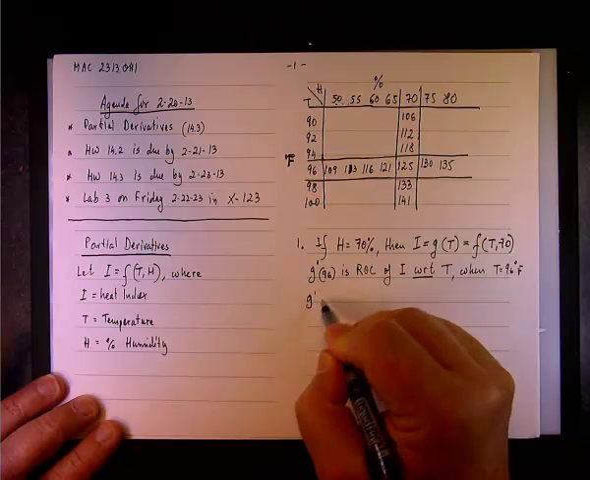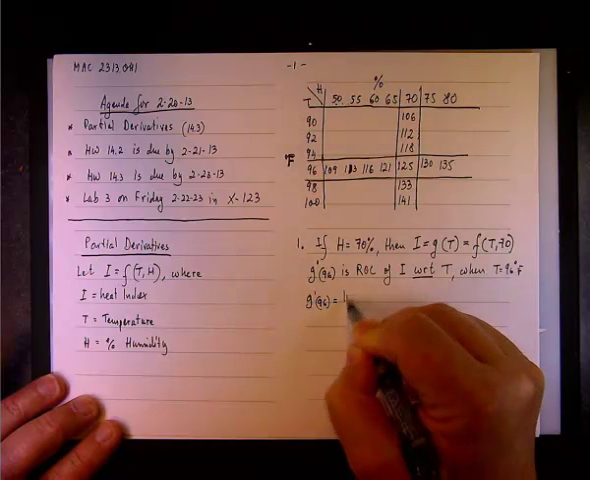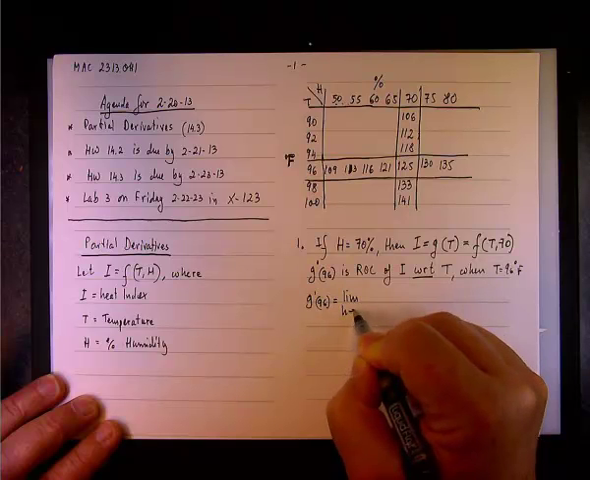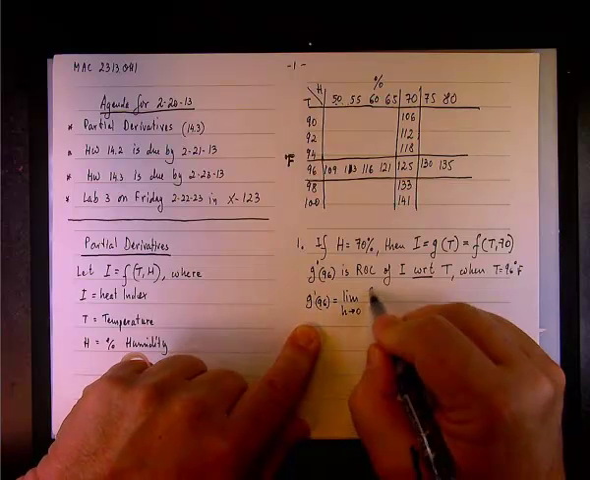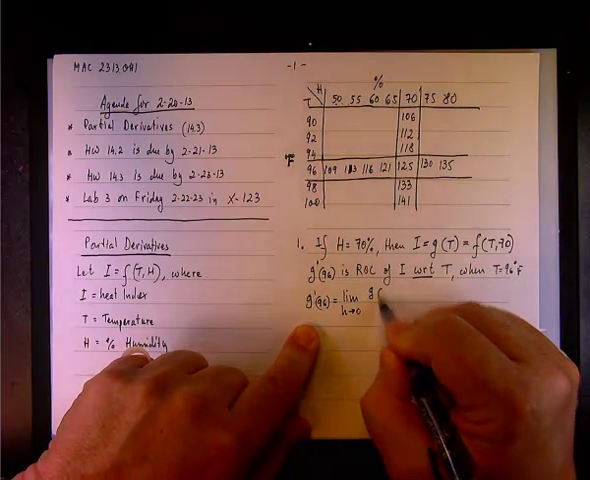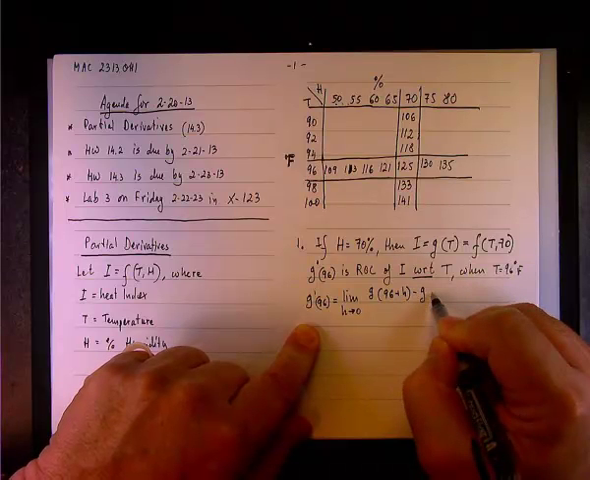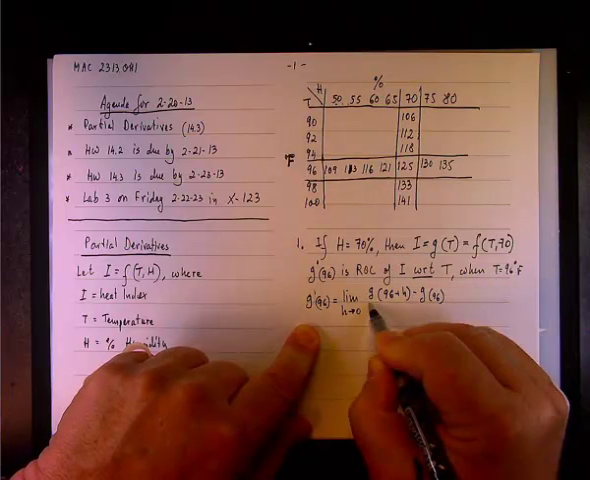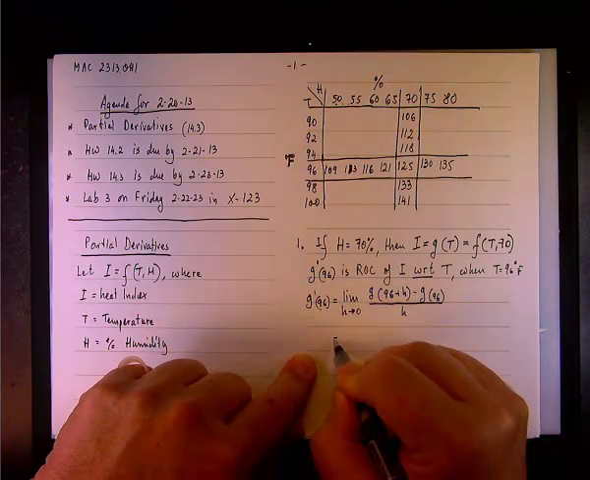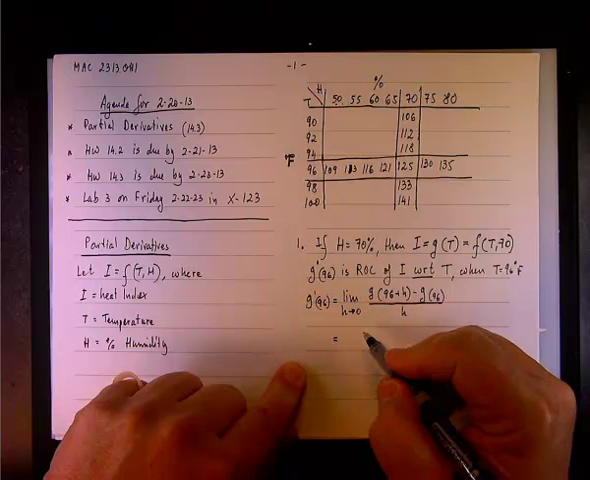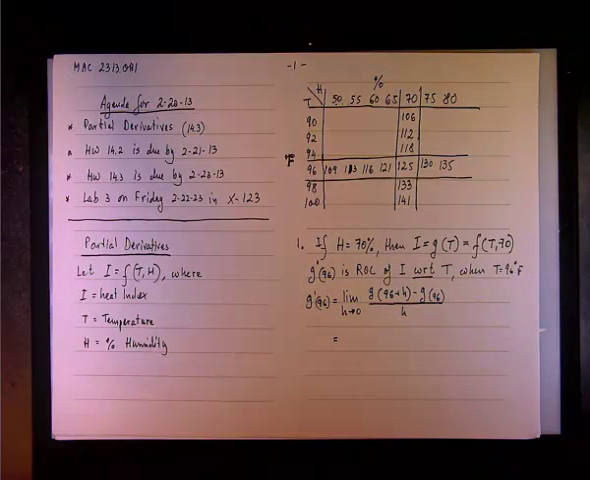So how do we write it using the limit definition of the derivative? Well, G prime at 96, by the limit definition of the derivative, is the limit when h approaches 0. As a single variable, it will be the limit of g of 96 plus h minus g of 96 divided by h.